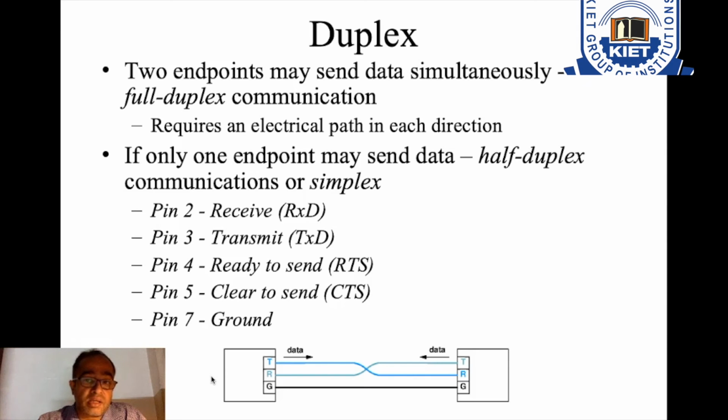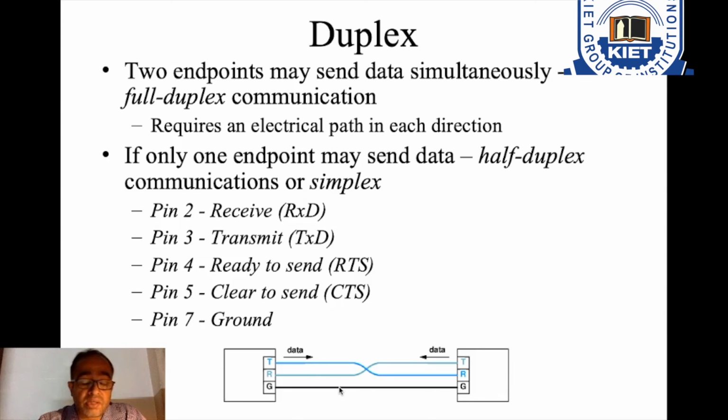Now let us understand the transmission communication on the channels. There are three basic methods by which a communication can happen: simplex, half duplex, and full duplex. In simplex, only one end would be able to send. If this is the source and this is the destination, this will always be a source, and this will always be a destination. So this is the simplex mode.